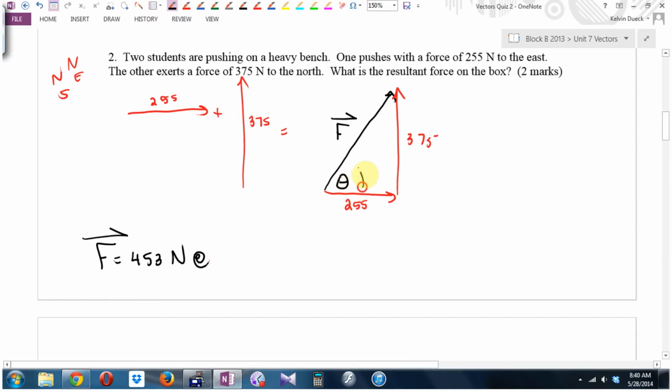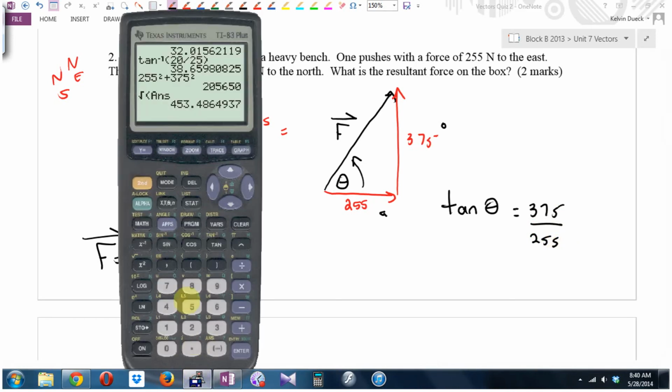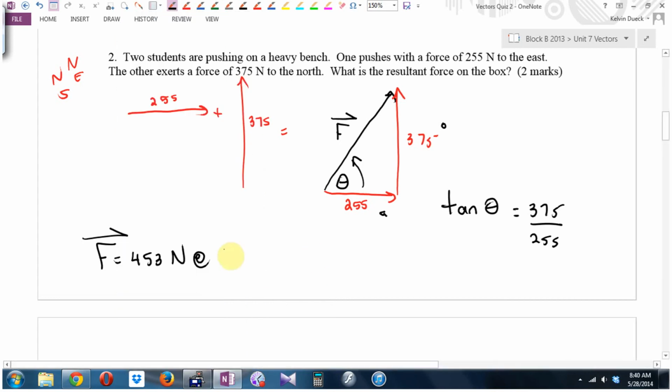Theta is going to go right there. Opposite adjacent, tan theta equals 375 over 255. 56 degrees. What of what? North of south, east of west, what of what? This is north of east, or I would also take 90 minus 56, 34 degrees east of north.